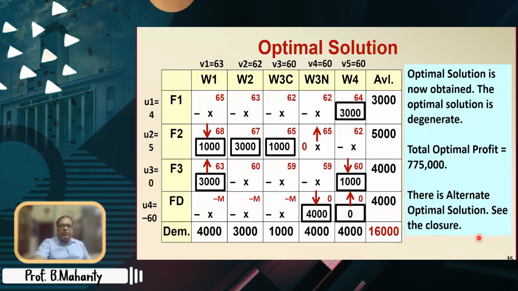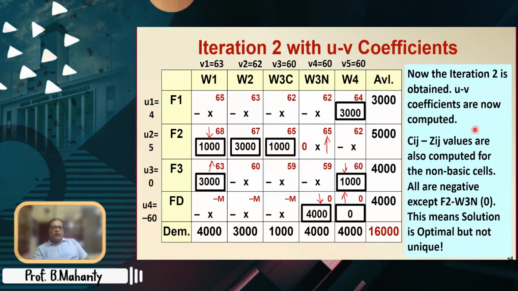But if you look at the original optimal solution, it was saying that don't send anything to W3, send the entire 4000 to W4. Is it not? That is more profitable. That is, F1 should send to W4 3000 units and F3 should also send to W4 1000 units. So these alternate solutions have different meaning.